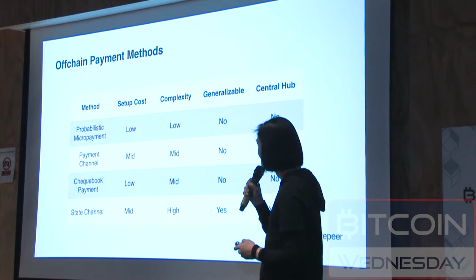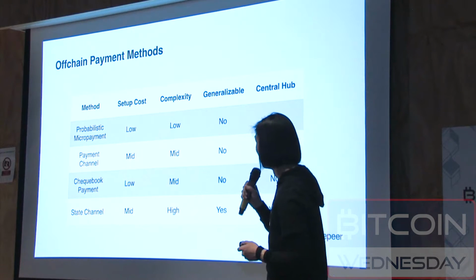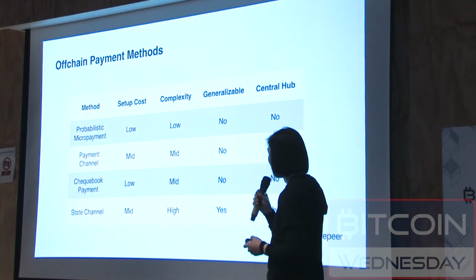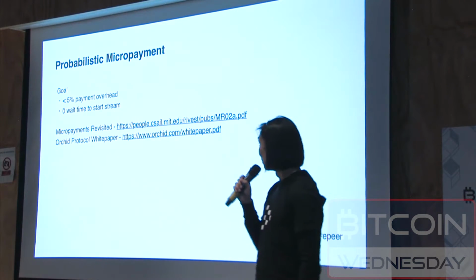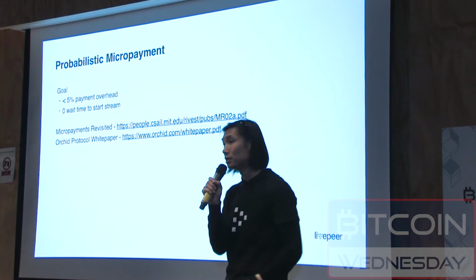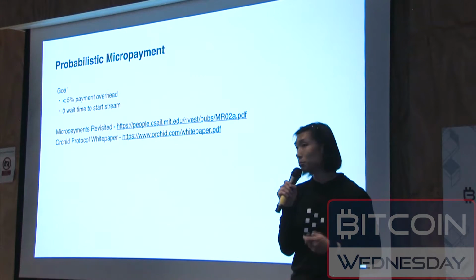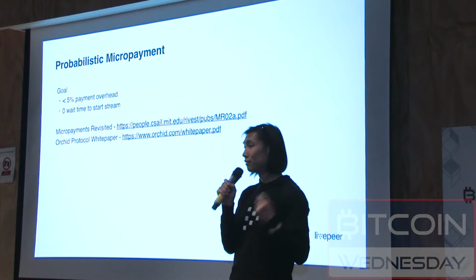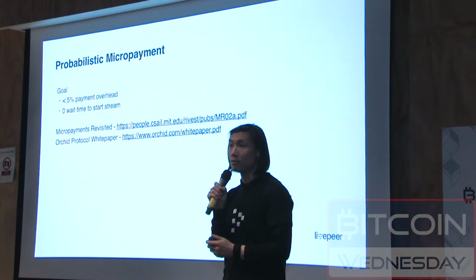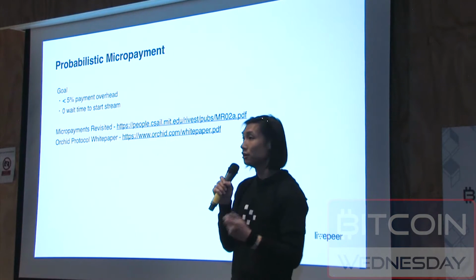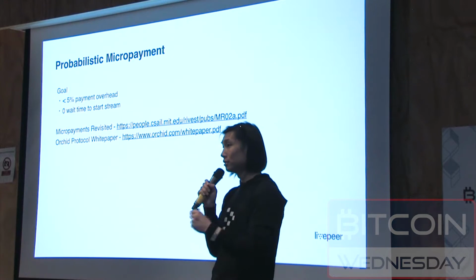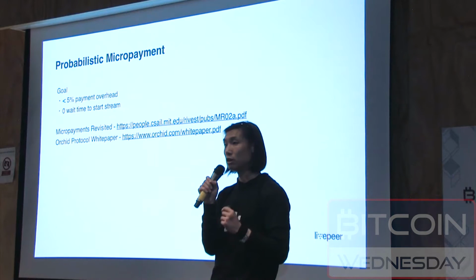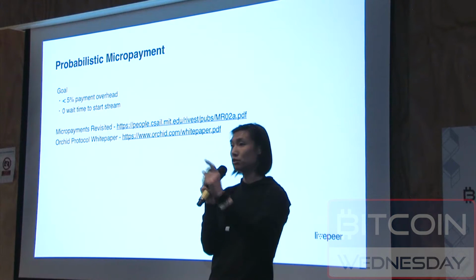So for this, we've been doing some research on off-chain payment methods, and we're leaning towards using a mechanism called probabilistic micropayments, which is a really simple way to enable off-chain transactions without incurring a lot of cost for the service provider. But the caveat here is that this payment mechanism works really well for one-directional payment.